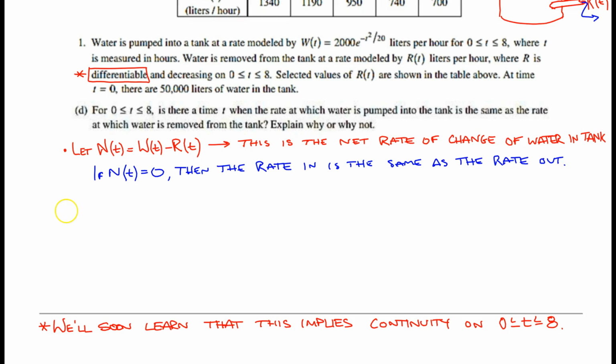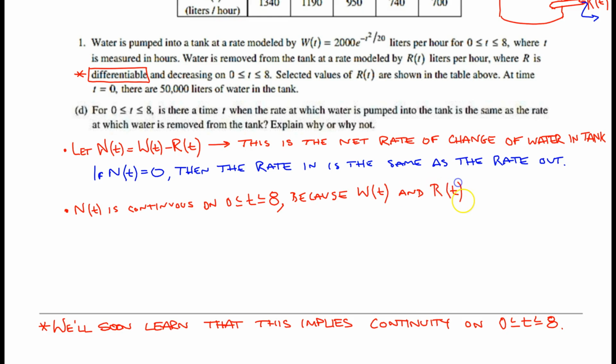Okay, so let's talk about the continuity of n of t. N of t is a continuous function on the interval from 0 to 8. Well, how on earth can I make that statement? Both of the components of that function: w of t is an exponential function, it's continuous on the real number line, and r of t is differentiable, and we already talked about what that means to us. It implies continuity. So w of t and r of t are continuous.